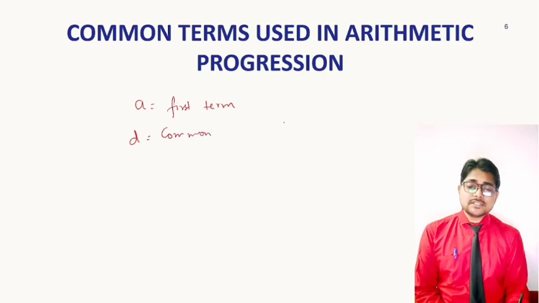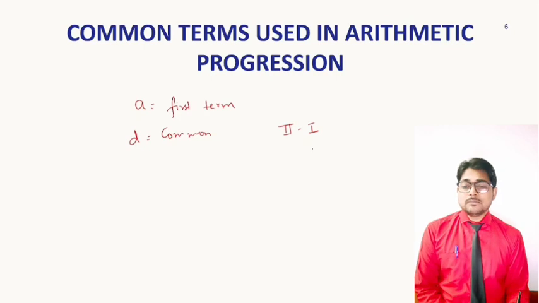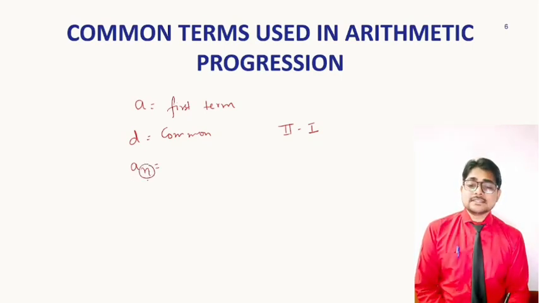And how will you get the common difference? Subtract the first term from the second term: second term minus first term. This is your common difference. Then we have one more, that is AN. We are finding the value of the number placed at the nth position. We call it AN.